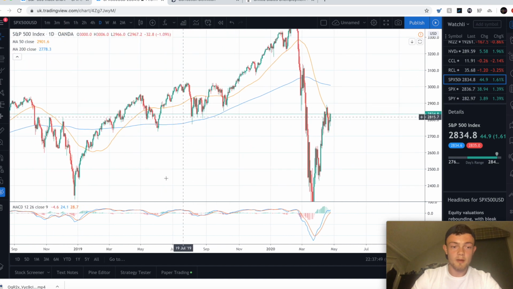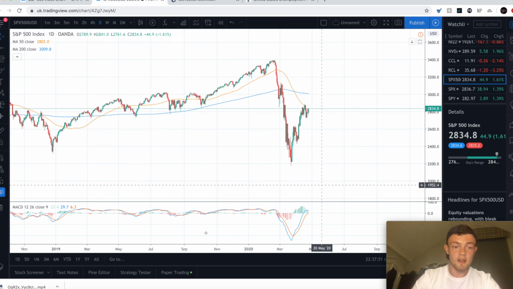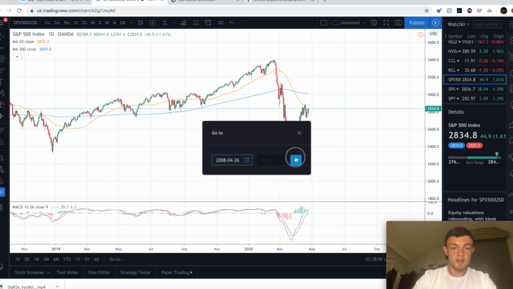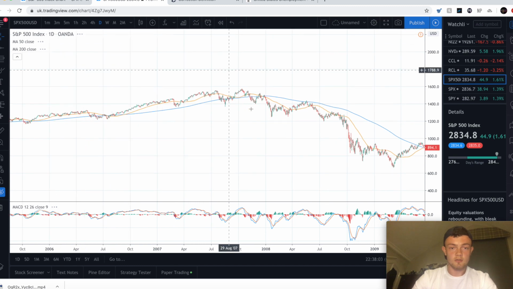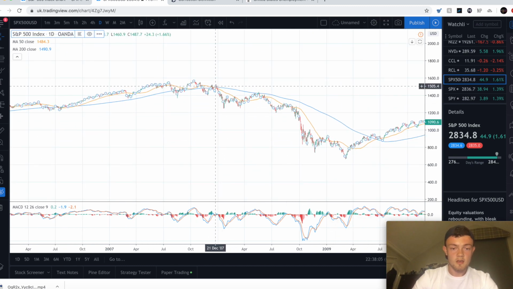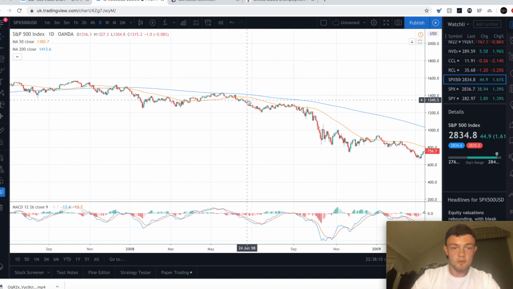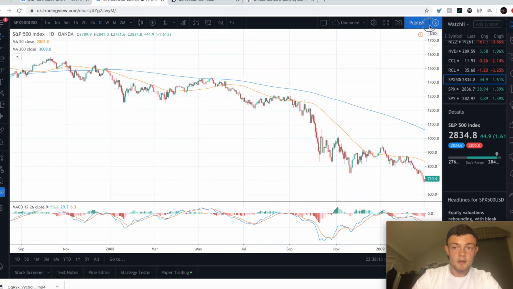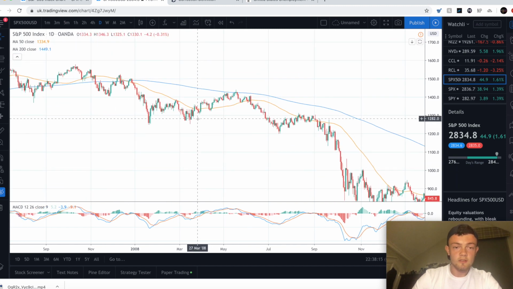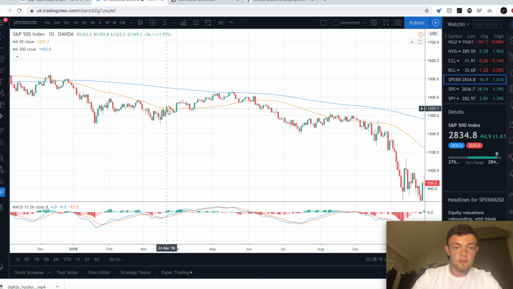So if I come back and compare this to 2008, I'll show you what happened there. So if I go to 2008, the crash of 2008, we saw the death cross here in December 2007. We then saw the market line come and retest this 50 moving average. It crossed the 50 moving average, it then came back to retest this 50 moving average, and then it continued up.